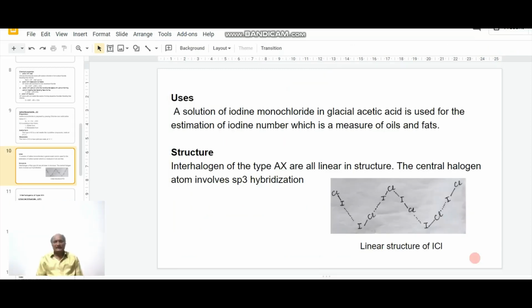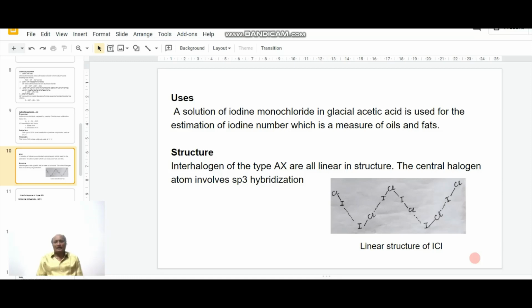Coming to the uses of iodine monochloride. A solution of iodine monochloride in glacial acetic acid is used for the estimation of iodine number, which is a measure of unsaturation in oils and fats.